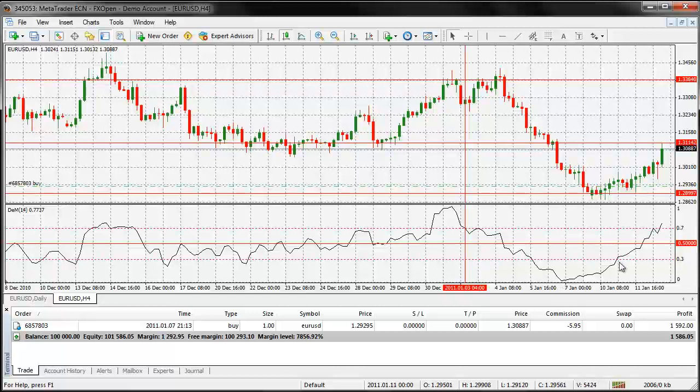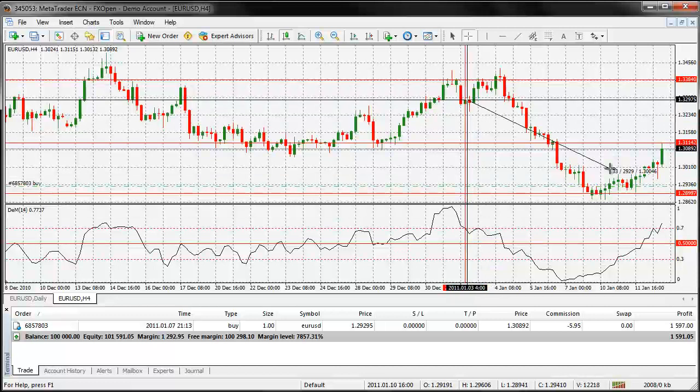And then when it comes back up and hits the 0.5 level, you can then close out of that trade. So this one, if we got in there and we got out here, would have generated 232 pips in 160 hours.